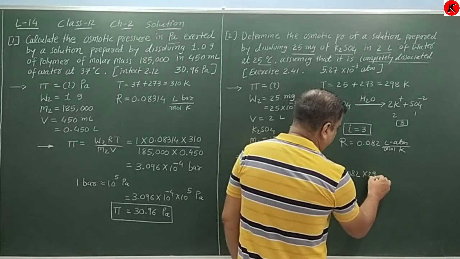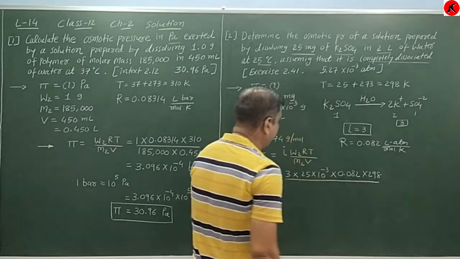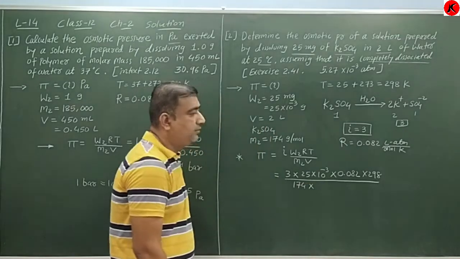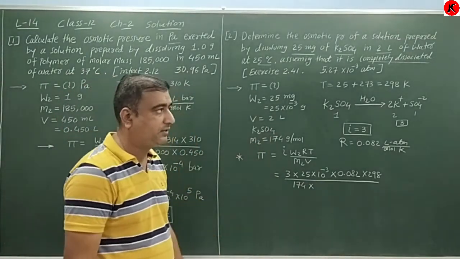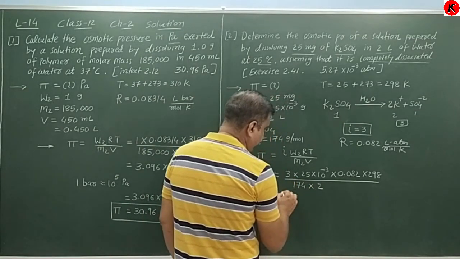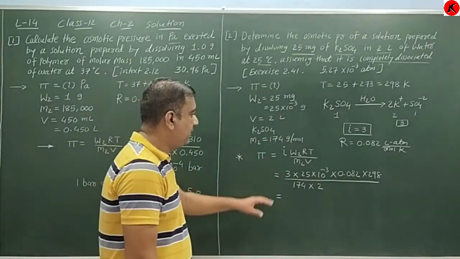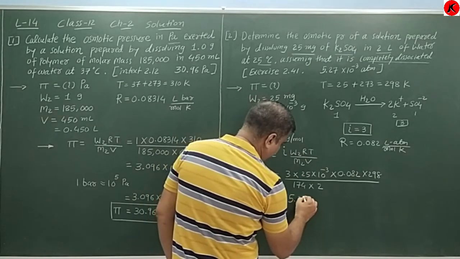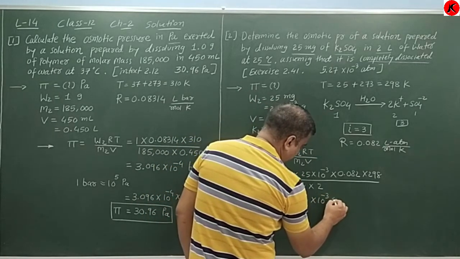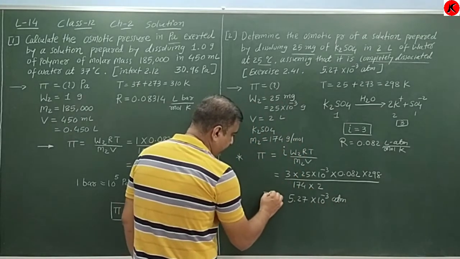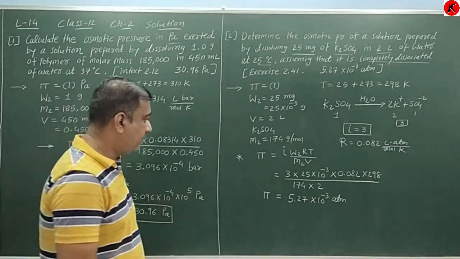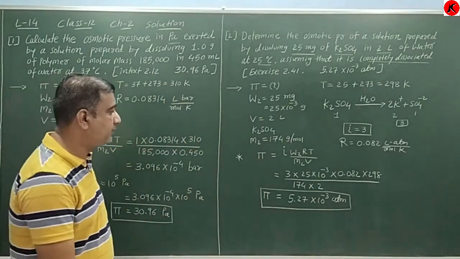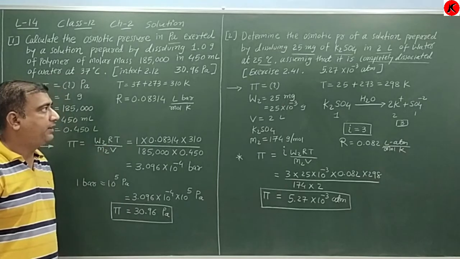Temperature is 298, divided by molar mass M2, which is given as 174. Again, volume is compulsory in liters. Here 2 liters is given. All values are in proper units. When this is simplified, the answer will be 5.27 into 10 power minus 3 atm. That means the answer of osmotic pressure is 5.27 into 10 power minus 3 atm.